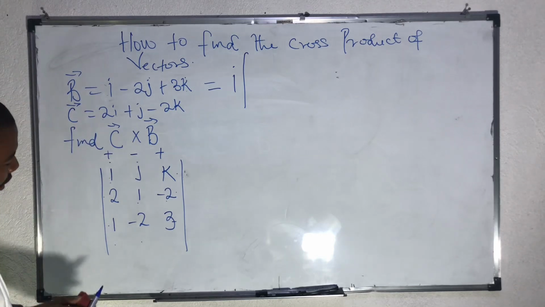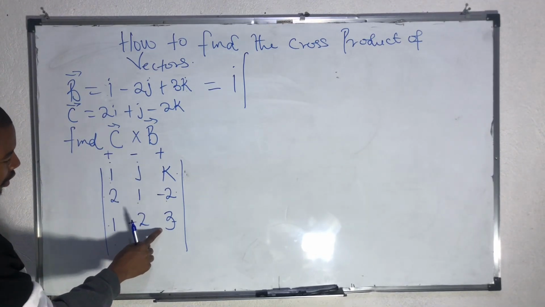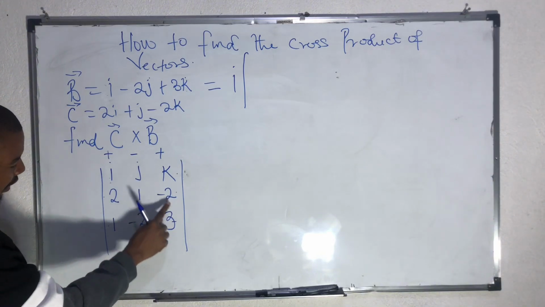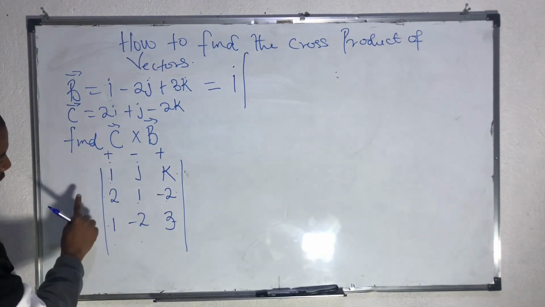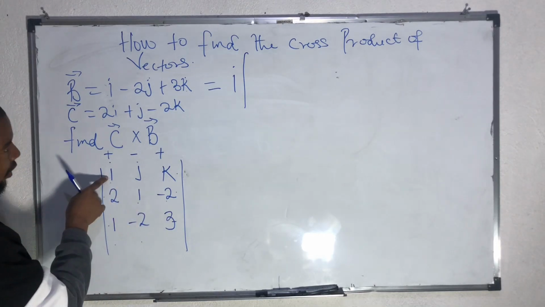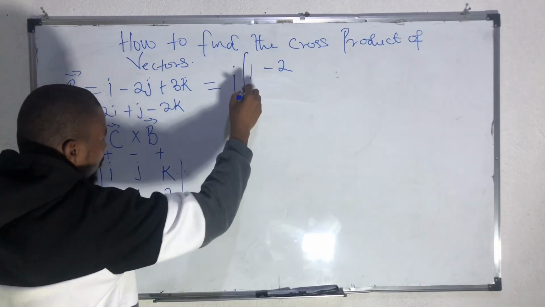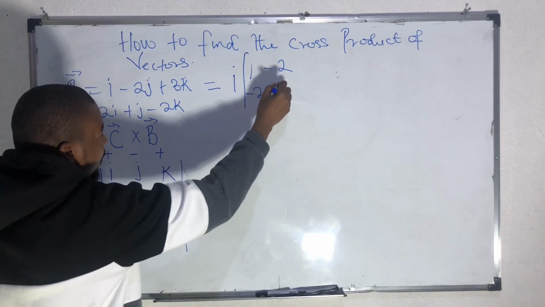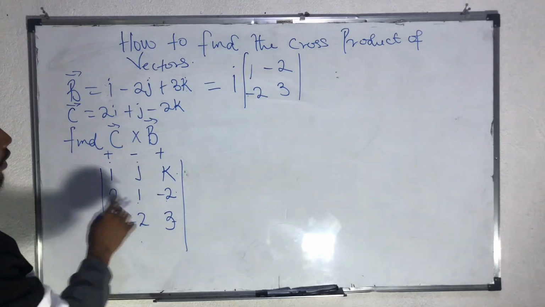If you do this, you see that what remains is 1, negative 2, negative 2, 3. So these numbers here do not belong to the row or the column where i is found. Therefore, they belong to i. Write them here. We have 1, negative 2, negative 2, and a 3. You close it. Good. Let's now do for the j.